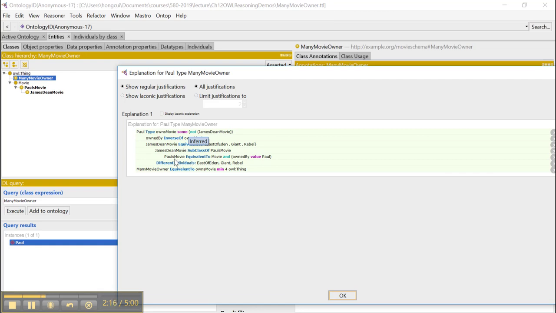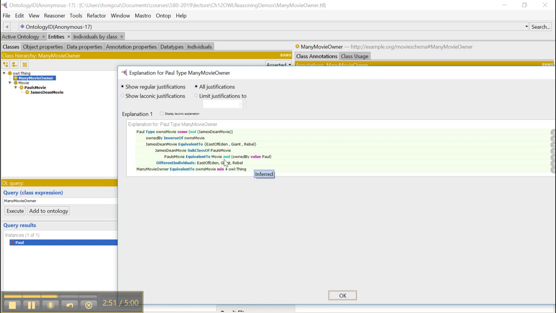So then further, Paul's movie was defined as the movies that are owned by Paul, and owned by is the inverse of owns movie. So Paul's movie basically are all the movies that Paul owns. So Paul owns these 3 plus something else. And we know that the 3 are already different. Therefore, they will not be double counted. The 3 means 3 different movies. And that fact gave us the total of at least 4 movies.